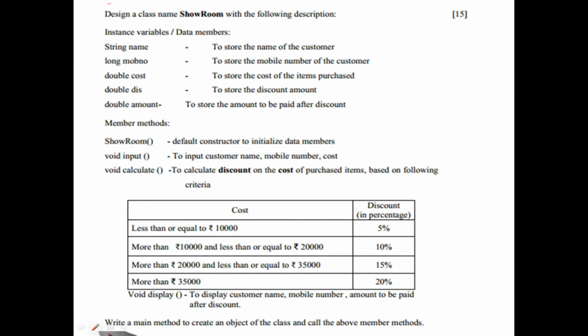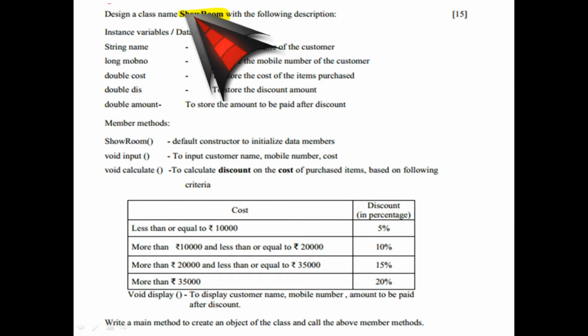Let's look at the program, what is mentioned over here. It is saying that the class name is showroom. As we already know, no matter what, I have to write the exact class name as it is mentioned over here, showroom with capital S and capital R. I have to write exactly as it is present.